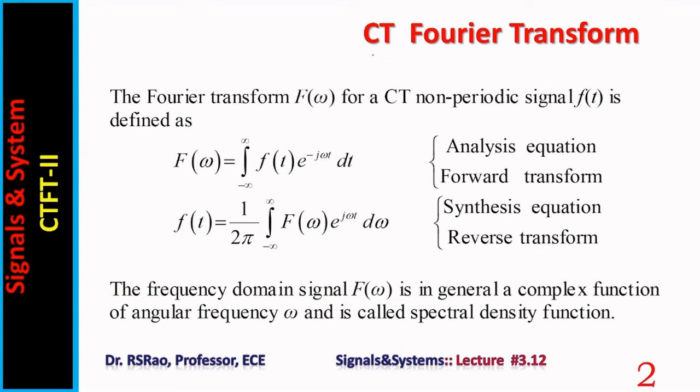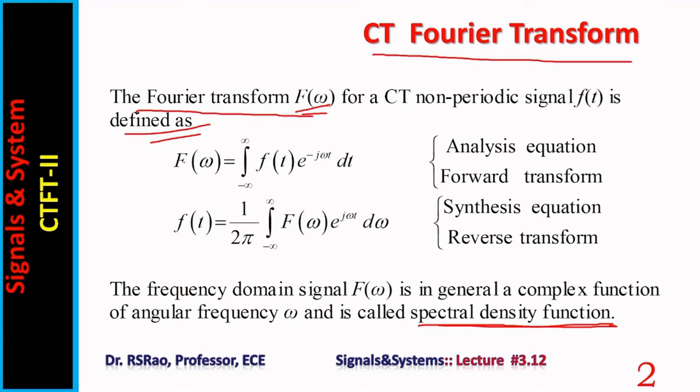of CT Fourier transform. The Fourier transform F of omega is called the spectral density function. For a CT non-periodic signal f of t, it is defined as F of omega equals integral minus infinity to plus infinity f of t e power minus j omega t dt. This is a forward transform. It transforms time domain signal into frequency domain signal. This equation is called the analysis equation.